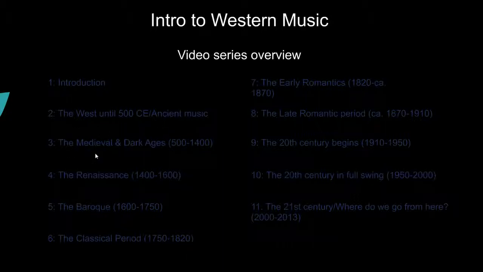In the third video, we'll be talking about the medieval and dark ages, then the Renaissance, then the Baroque, then the classical period, in which many of our very famous composers start to feature, like Mozart. And then the early Romantic period, another famous name, Beethoven. And the late Romantic period, and these have a lot of similarities, but there's so much music going on here it's worth splitting in two. Then the first part of the 20th century, and then the second part of the 20th century, and we will wrap up the video series by discussing where music is now in the 21st century and where things look like they're going from here.